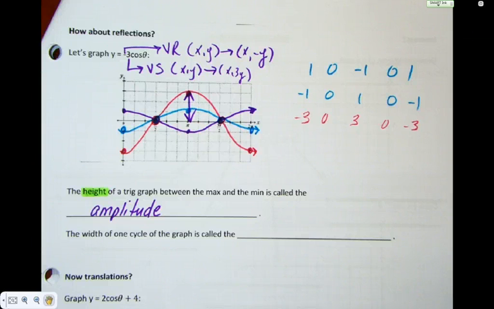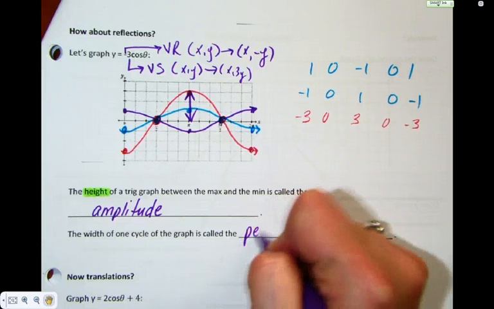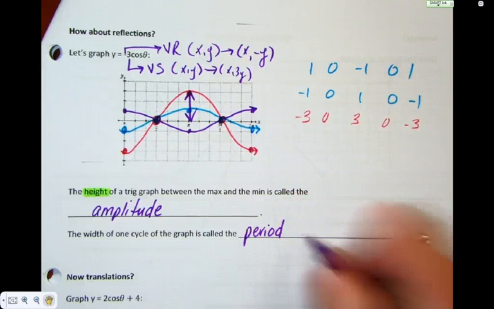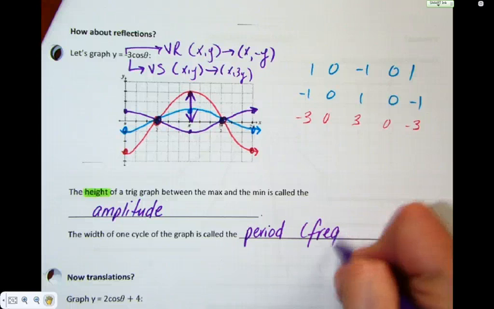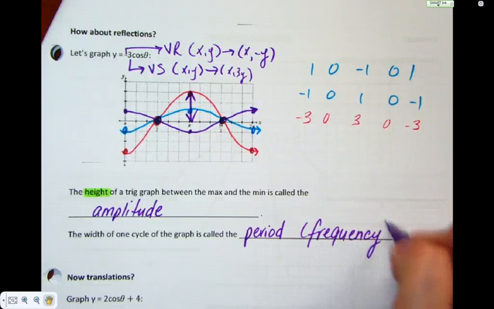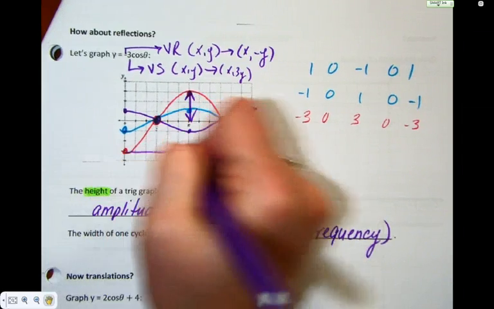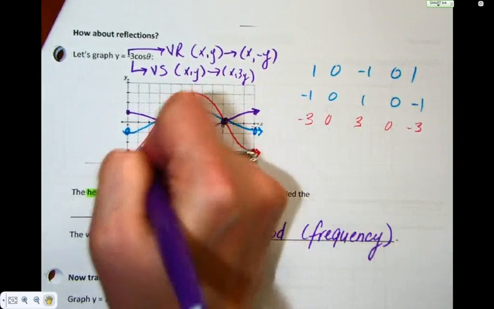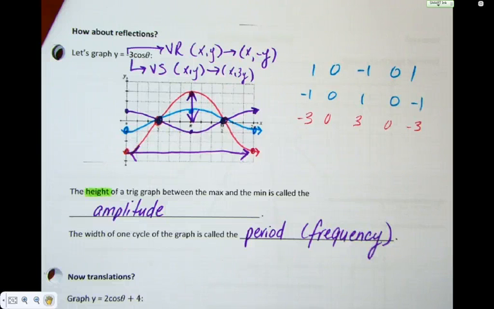The width of one cycle of the graph, or one revolution of the circle, is called the period. And in physics, they got all fancy and called it the frequency. And that is the width of the graph. So beginning to end. One cycle, one revolution.